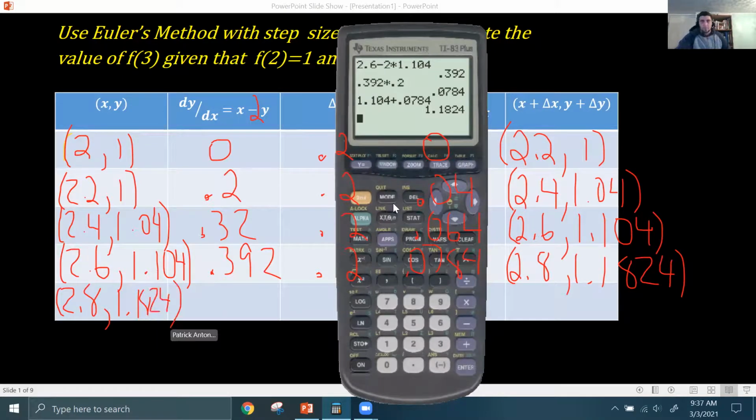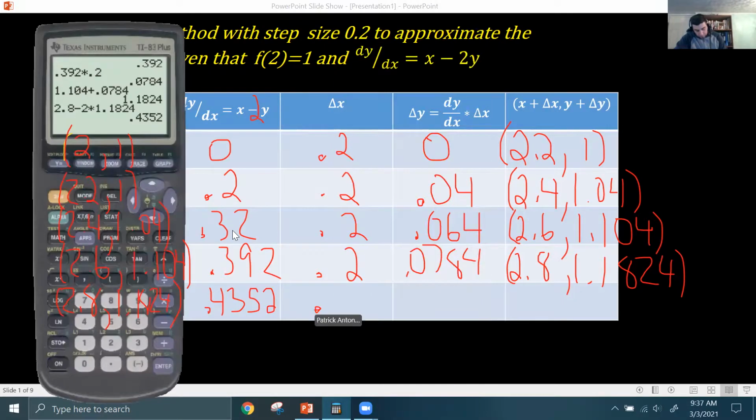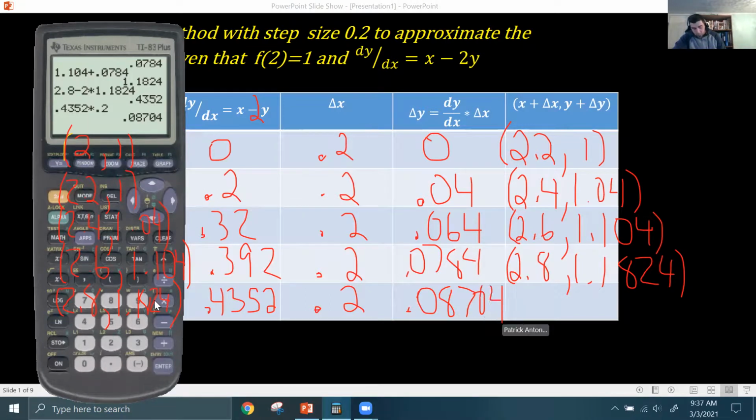1.1824. And then our dy dx is the x value, 2.8, minus 2 times the y value, 1.1824. And that gives you 0.4352. Our delta x is 0.2. And so you multiply those together, 0.4352 times 0.2, 0.08704.